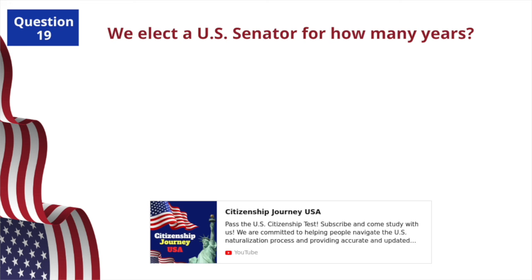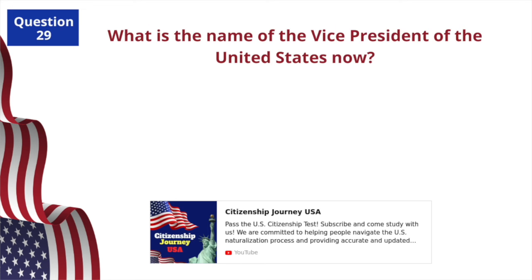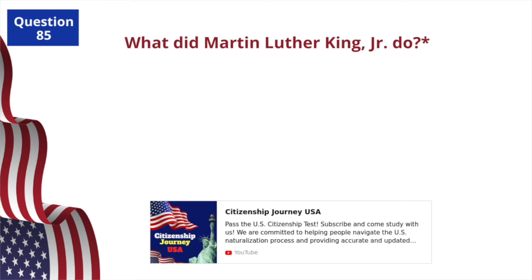We elect a U.S. Senator for how many years? 6. What is the name of the Vice President of the United States now? Kamala Harris. What did Martin Luther King Jr. do? Fought for civil rights.